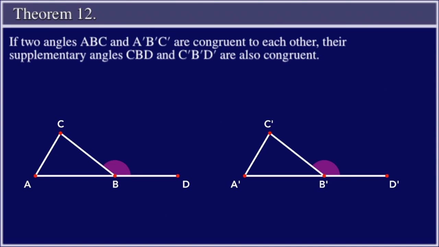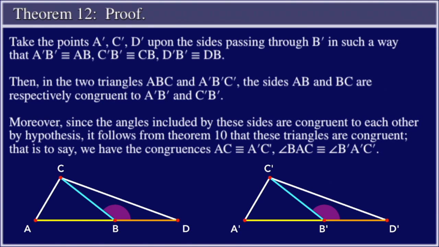Theorem 12. If two angles ABC and A'B'C' are congruent to each other, their supplementary angles CBD and C'B'D' are also congruent. Proof: take the points A', C', D' upon the sides passing through B' in such a way that A'B' is congruent to AB, and C'B' is congruent to CB, and D'B' is congruent to DB. Then in the two triangles ABC and A'B'C', the sides AB and BC are respectively congruent to A'B' and C'B'.